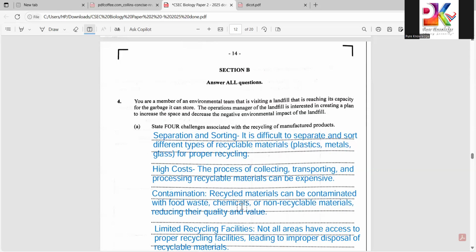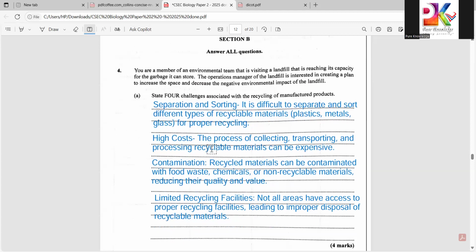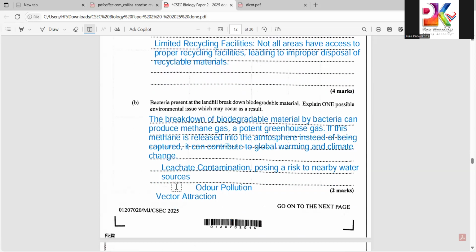And then we can also look at it that there are not a lot of recycling facilities, right? Not all areas have access to proper recycling facilities, leading to improper disposal of recyclable materials, right? Then we look at the next question, right? Bacteria present at the landfill break down biodegradable materials, right? Explain one possible environmental issue which may occur as a result. So the breakdown of biodegradable material by bacteria can produce methane gas.